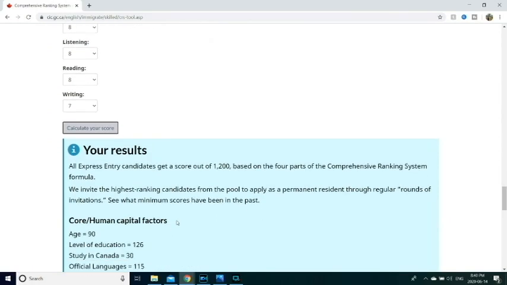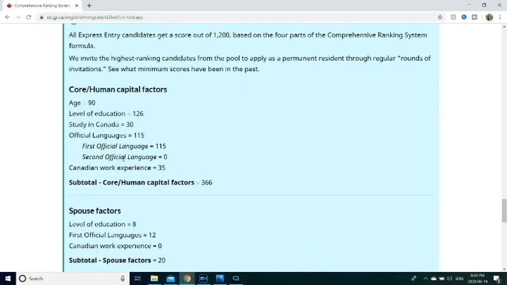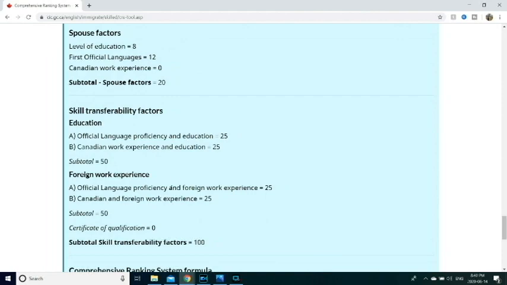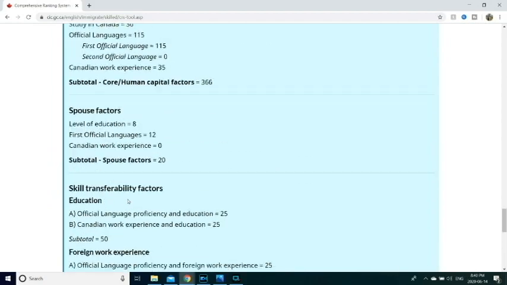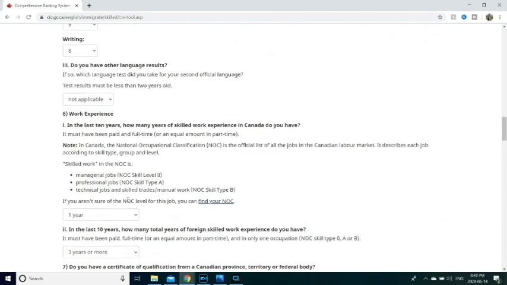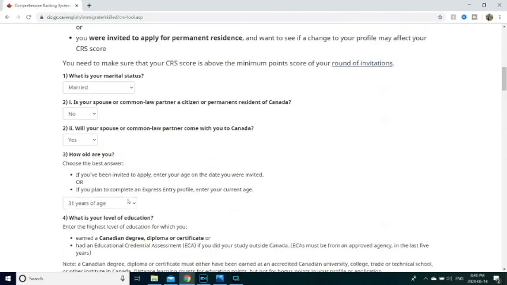So after doing all that, for age you got 90 because we took the age 31. Level of education you got 8. Let's see. See, again you got 516 being married and coming to Canada after doing a master's. Okay. Now let's say we keep everything the same. You are married but you are doing a PG diploma in Canada.